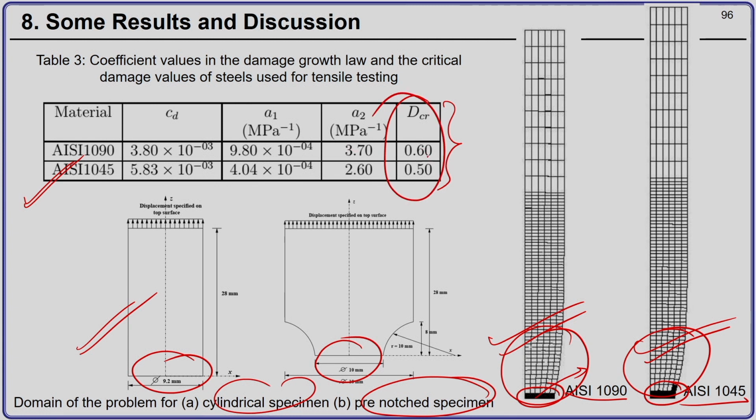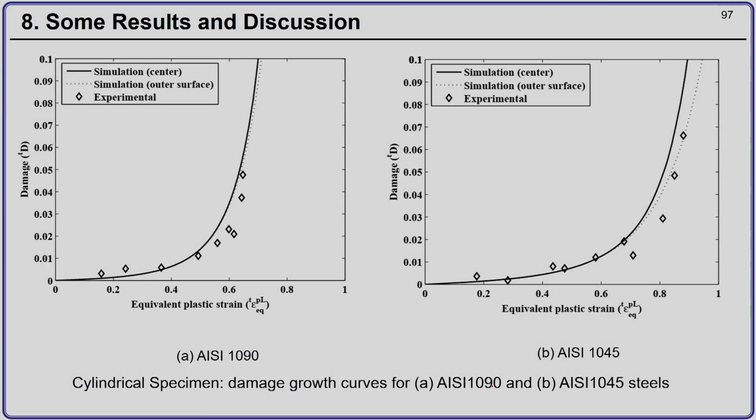Okay. So, this critical value of damage means when the value of D reaches 0.6 for 1090 and 0.5 for 1045, I say that that particular element has lost its stress carrying capacity, and then the stiffness is set to a very small value, and that is blackened. So, this is the fracture. Clearly for 1045, which is more ductile, you can see the cup-cone kind of fracture, while 1090 is much more brittle, you have a flat surface.